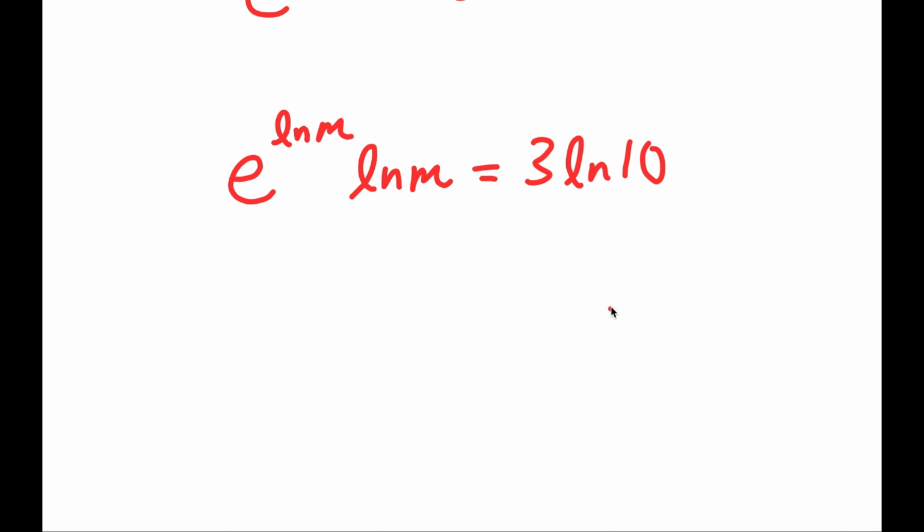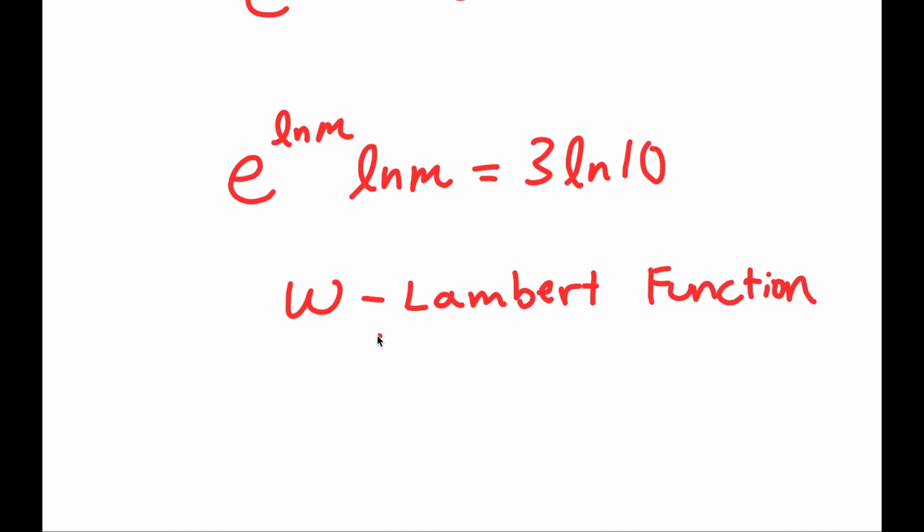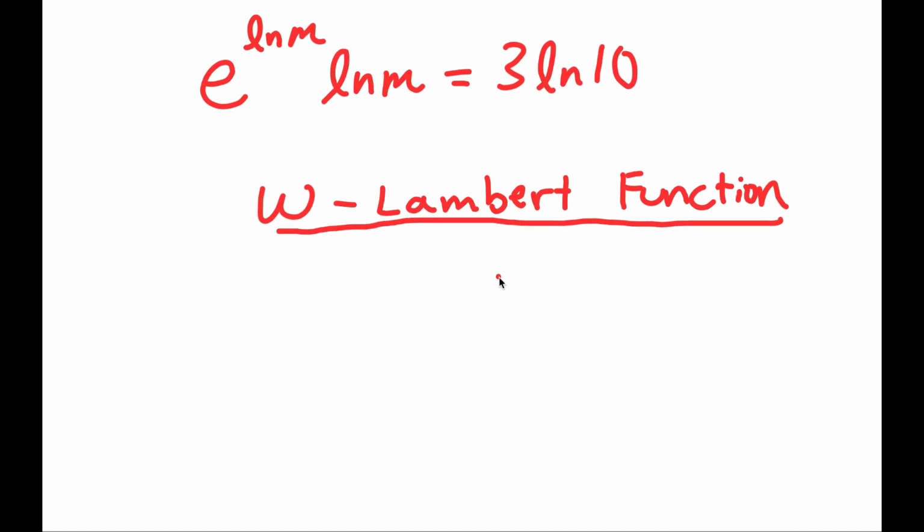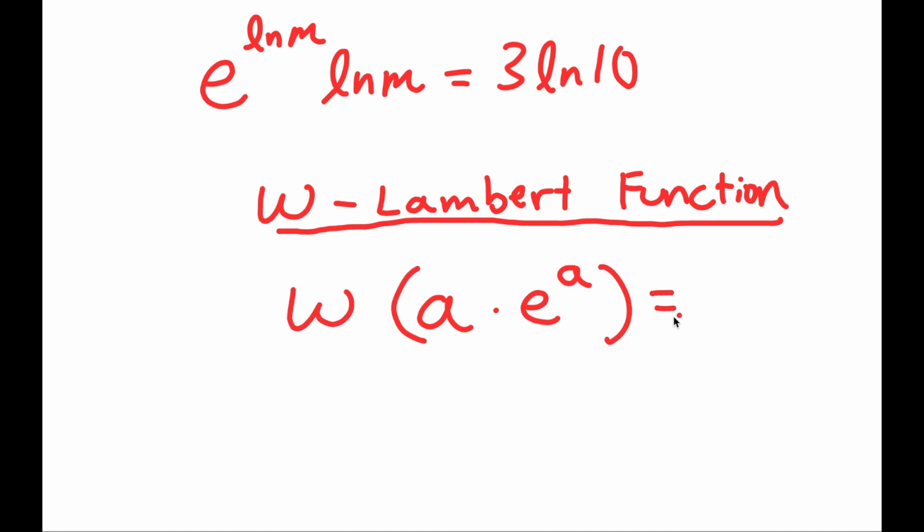And now I'm going to bring in another interesting function to this solution. There's something known as the W-Lambert function. And what it is, let's say you have something in the form a times e to the power of a. It states that if you take the W of something in this form, then this just equals a.